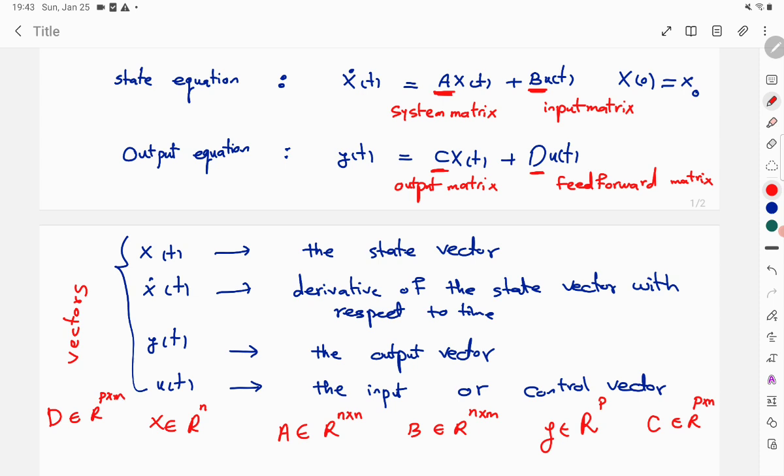If we want to check the dimensions, for instance for x dot, we have a dimension of n by 1, meaning n rows and 1 column. For x, we have the same, n by 1. And u belongs to R power m, depending on the number of inputs. The dimension of B will be different: if you have one input, then B is n by 1.